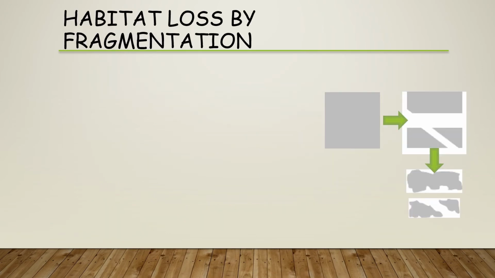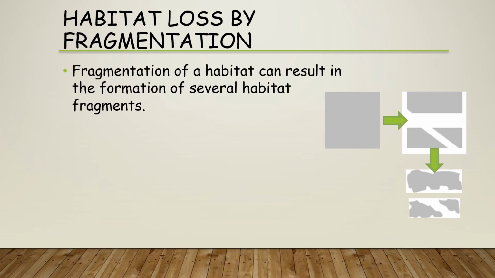Our next threat to biodiversity is something that is definitely man-made, and we've seen it in Scotland over centuries. So it's habitat loss by fragmentation, and that is resulting in the formation of several habitat fragments. Now Scotland pretty much used to be forest from coast to coast, from north to south. But that's obviously not the case through industrial and residential and transport infrastructure being put in.